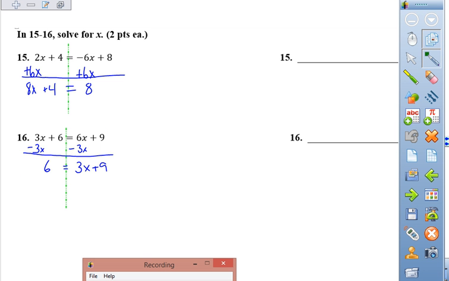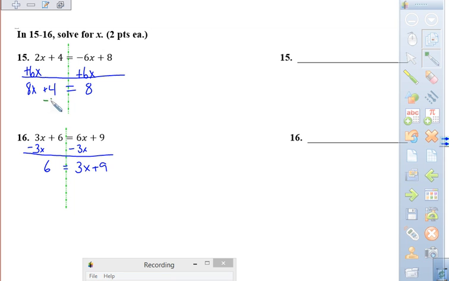15 and 16, solve for x. So this just goes back to our chapter 3 and chapter 2 where we're solving equations. So I drew a line through the equal sign. We want to get our letters together, get our numbers together. So I'm going to add 6x to both sides, and I get 8x plus 4 equals 8. And now my last step is to subtract 4 to get our numbers together. So I get 8x equals 4.